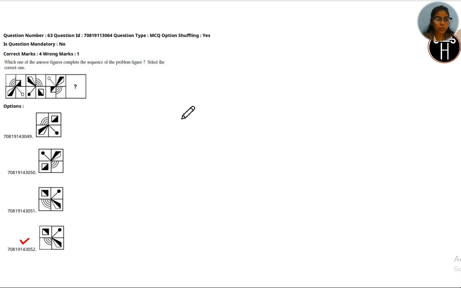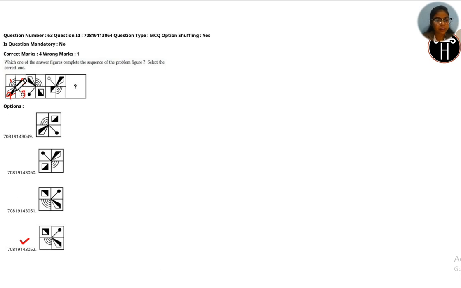Now the next question, which one of the answer figures complete the sequence of the problem figure? You have to find out some sequence. Okay, select the correct one. Now look at the option. Suppose divide it into four quadrants, like this is the first, second, third, and fourth. Suppose.